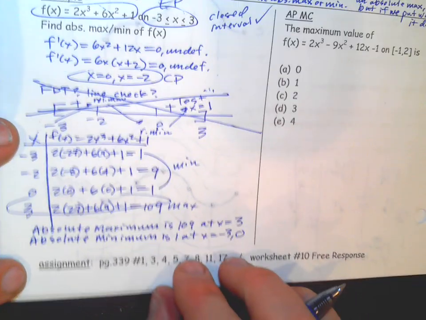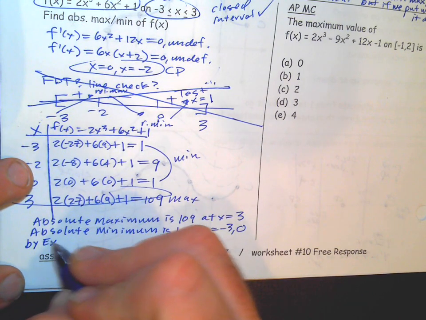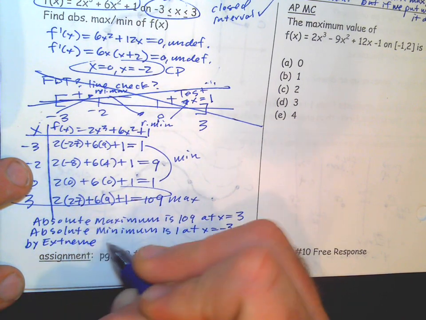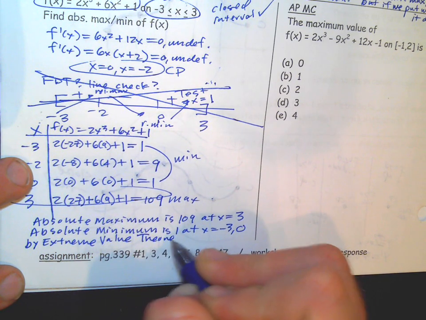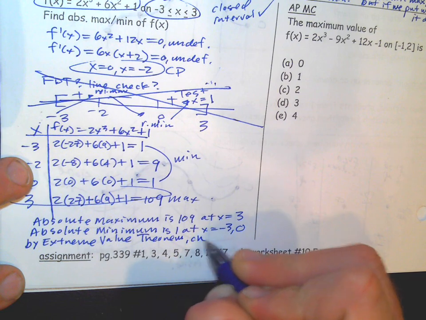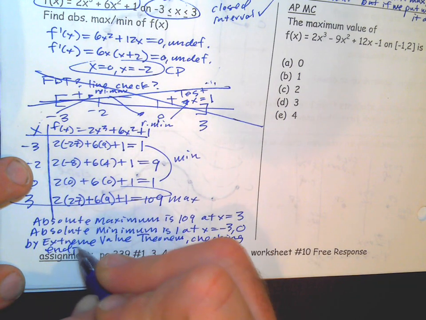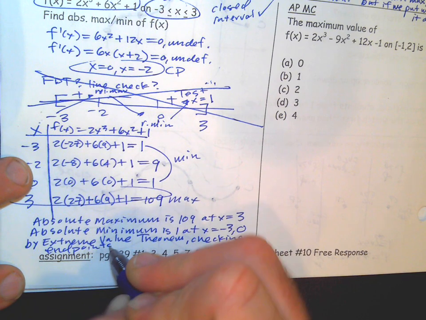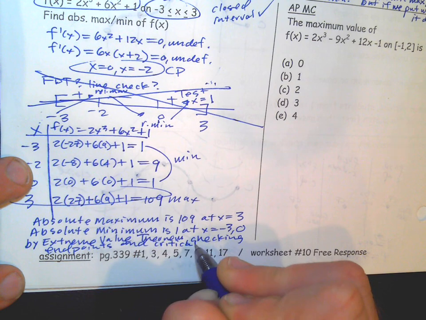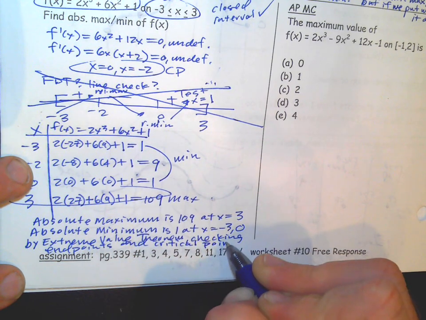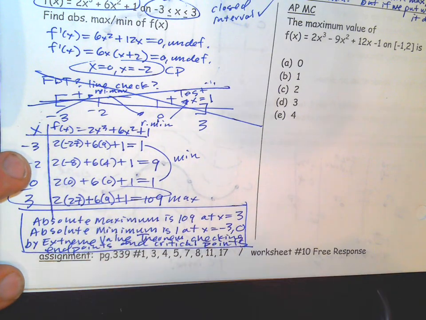Now, if we were to justify this, we'd say by extreme value theorem, checking endpoints and critical points, just like we've been writing for a while. Right? So there you go. That's how you do it.